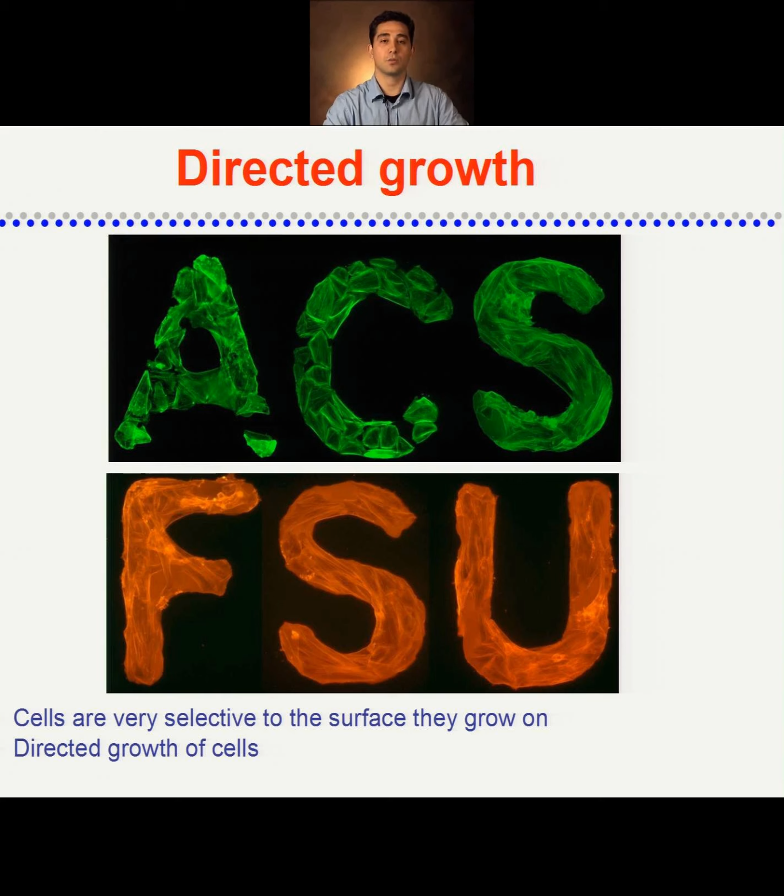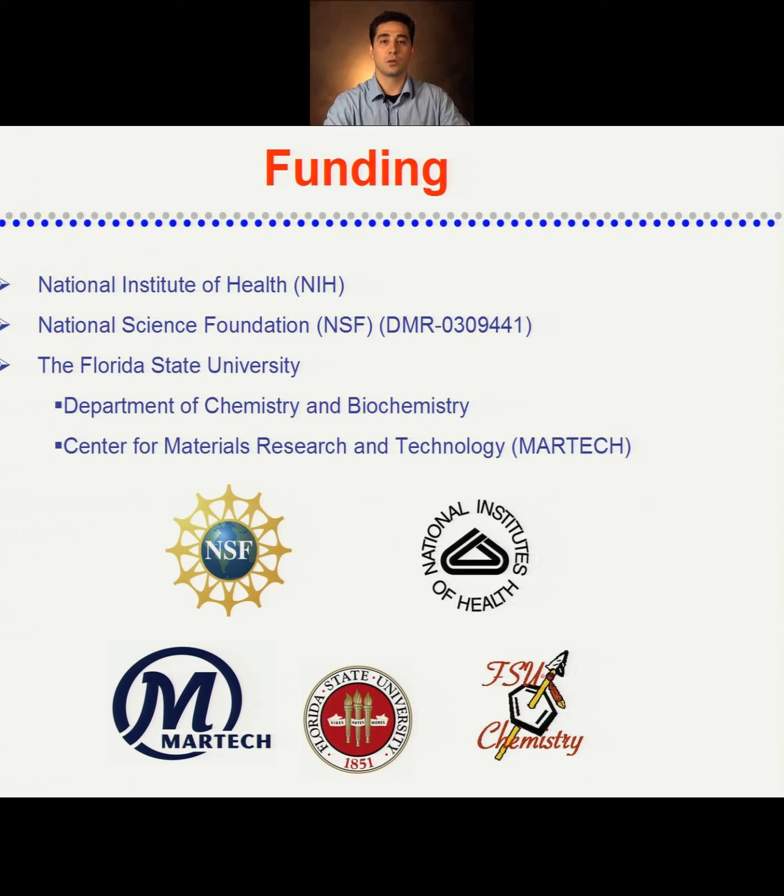Using the same technique, we stamped the American Chemical Society and the Florida State University initials, and you can see that the cells are very selective to the surface they grow on. In conclusion, we showed that polyelectrolyte multilayers can be engineered and fine-tuned to be used in different biomaterial applications.